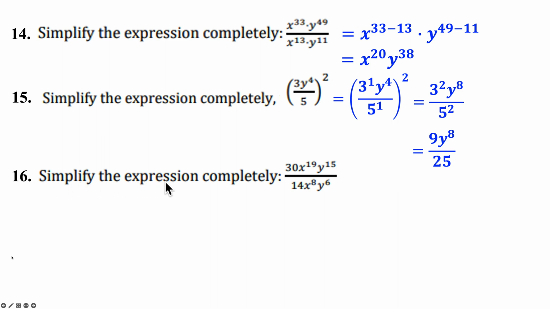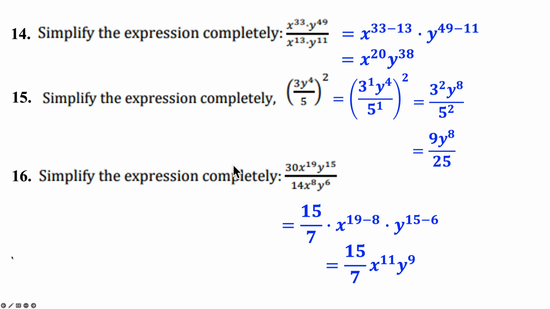Okay, 16, simplifying this expression. Work the coefficients first. 30 over 14, they're both even numbers. Reduce them by a 2, that's 15 over 7. X to the 19th divided by x to the 8th. Keep the x and subtract the powers because you're dividing. Y to the 15th divided by y to the 6th. Keep the y, subtract the powers. So that's 15 sevenths, x to the 11th, y to the 9th.